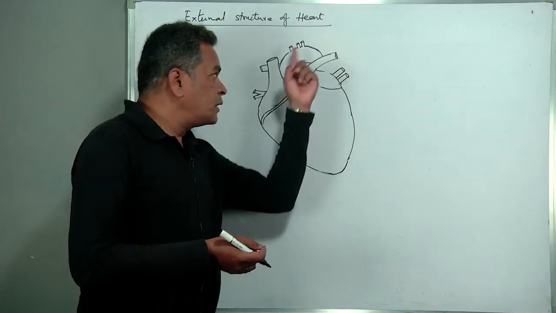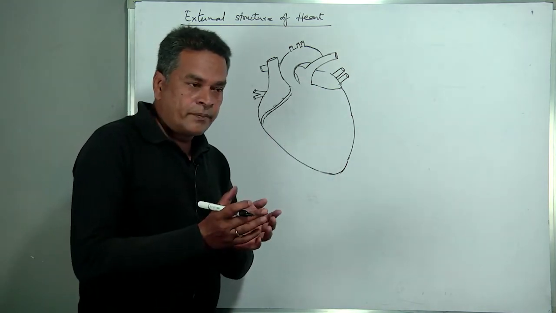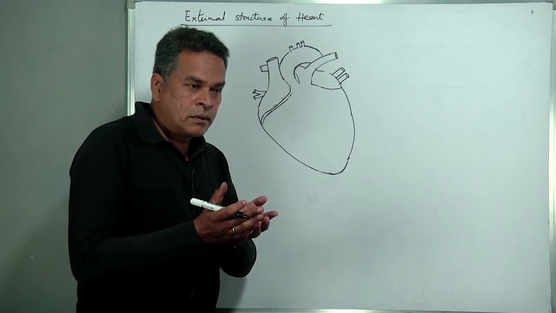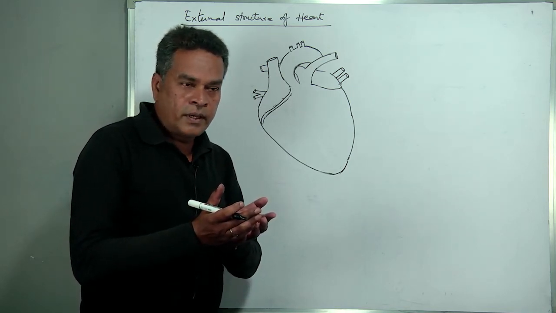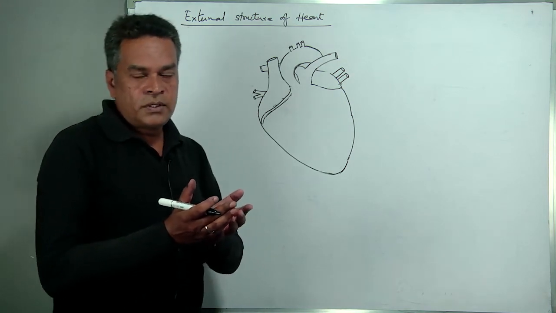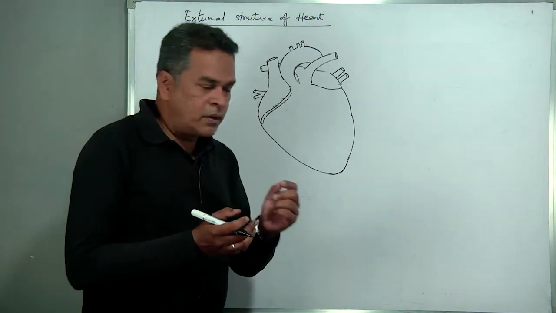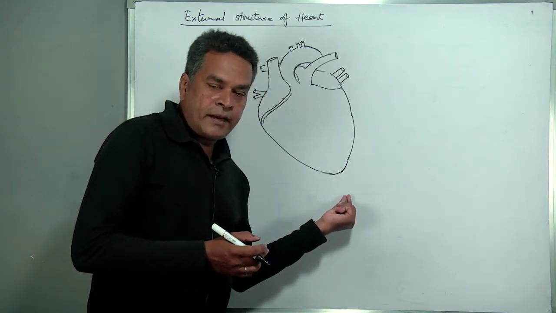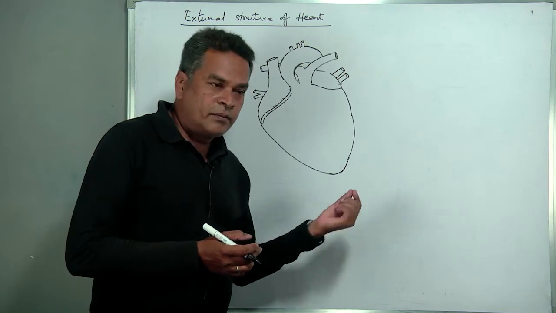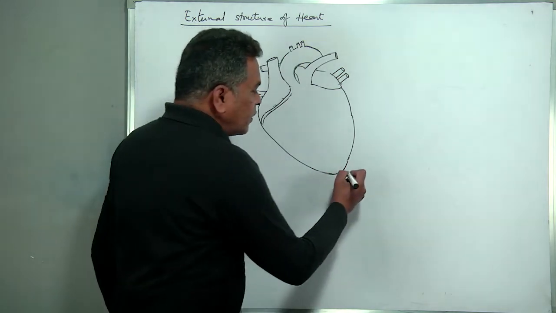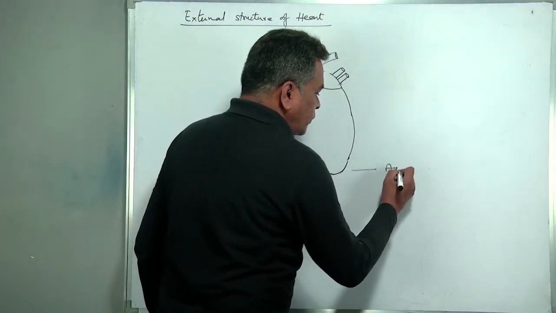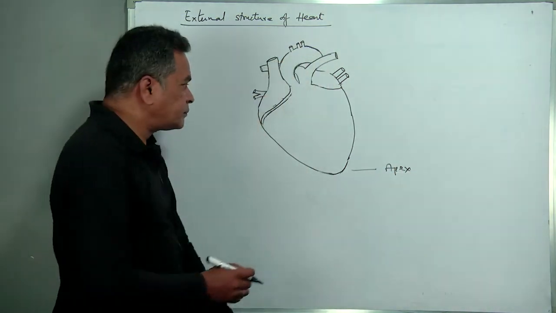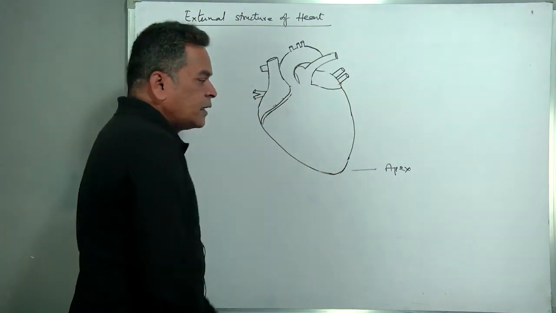That means we know that the heart is enclosed in the pericardium. The outermost surface of the pericardium is made up of fibrous tissue. It is the fibrous pericardium. At the apex region, it partially gets attached to the diaphragm. This is the apex of the heart, and this part is the base of the heart.